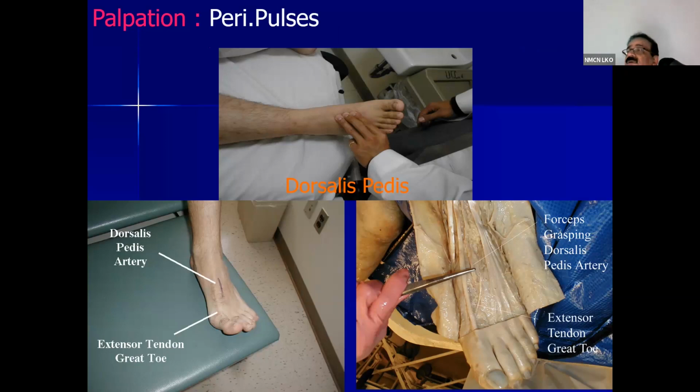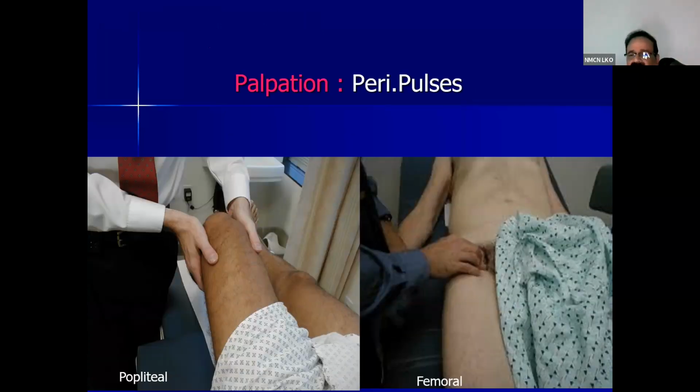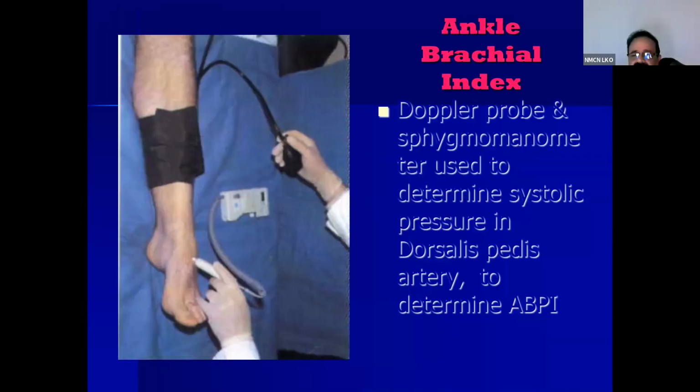Then whenever you see a patient of diabetes, you should always put your fingers on the peripheral pulses like this. Dorsalis pedis is present lateral to the extensor hallucis longus. Posterior tibial is just behind and below the medial malleolus. Then popliteal in the popliteal fossa and femoral in the femoral triangle, center of the femoral triangle.